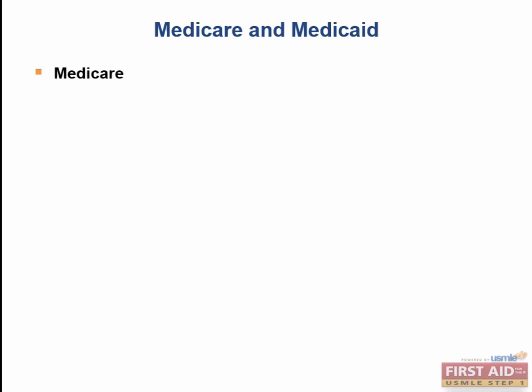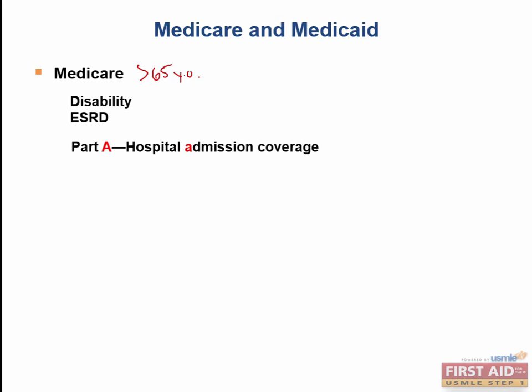Medicare is available to patients over 65 years of age. But if you're less than 65 years of age, you can also get Medicare with certain disabilities, or if you have end-stage renal disease. There are 4 parts to Medicare that you should know about. A is for hospital admission coverage. B is the basic medical bills.